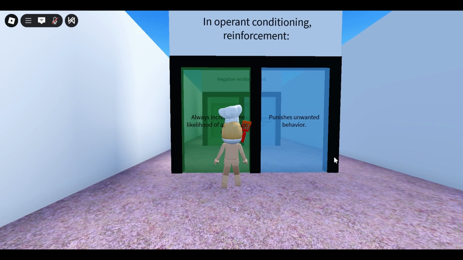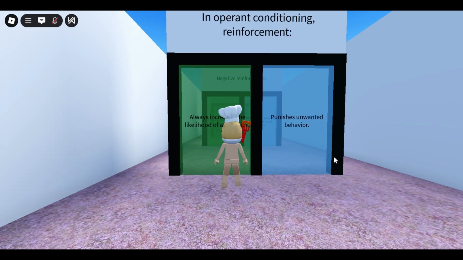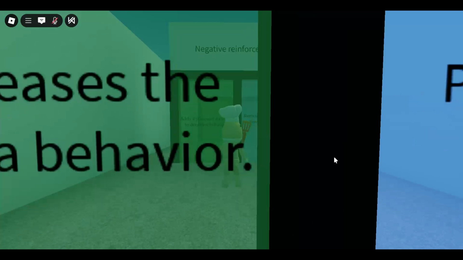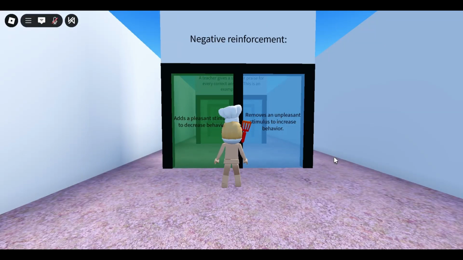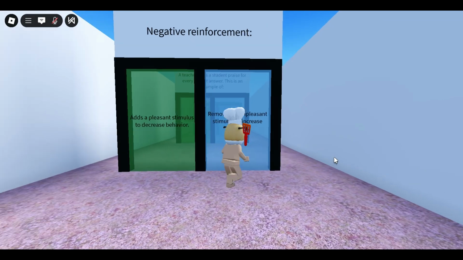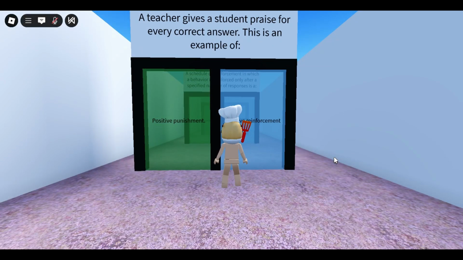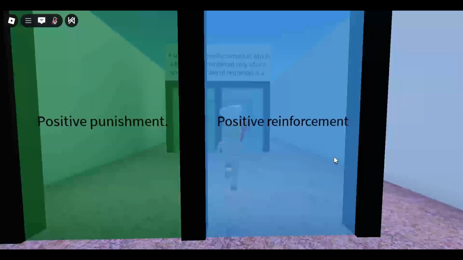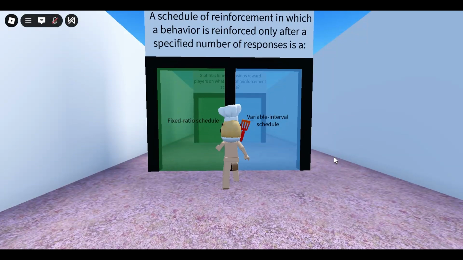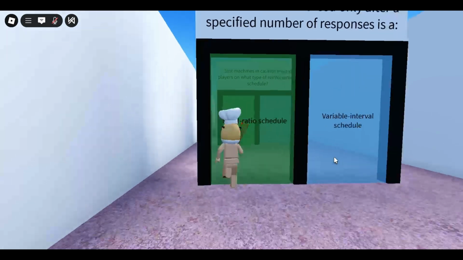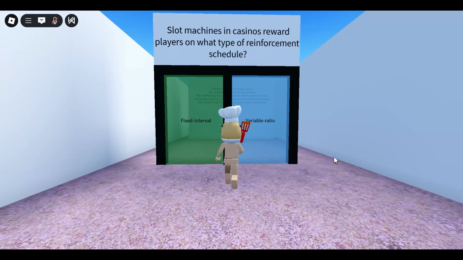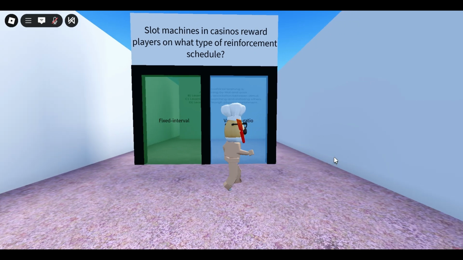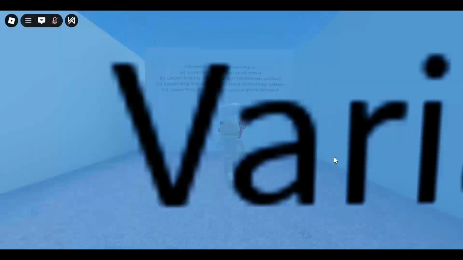And in operant conditioning, reinforcement always increases the likelihood of behavior. Negative reinforcement is taking away an unpleasant stimulus to increase behavior. Giving praise is an example of positive reinforcement. Reinforcing a behavior only after a specified number of responses is fixed ratio schedule. Slot machines are random and are not based on time, so it uses a variable ratio schedule.